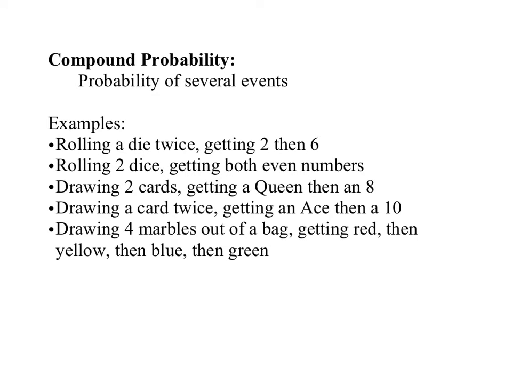Compound probability is probability of several sequences of events. So that might be rolling a die twice, getting a 2, then getting a 6. It could be rolling 2 dice. It could be drawing 2 cards and getting a queen, then an 8. Or drawing a card twice. It could be trying to draw 4 marbles out of a bag. So compound probability is more than one event occurring in your probability experiment.